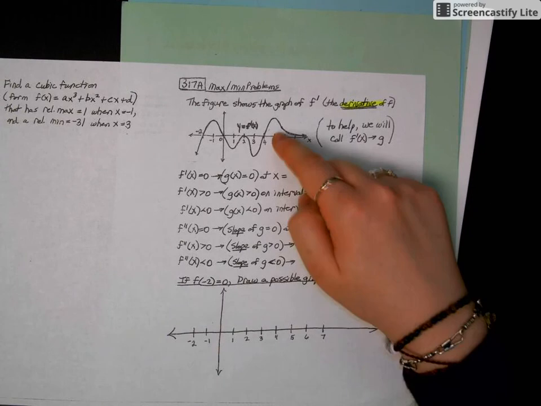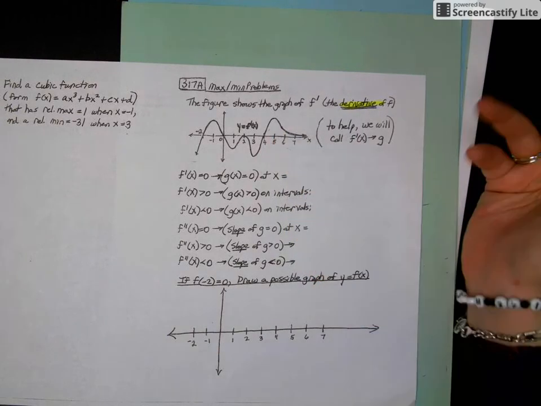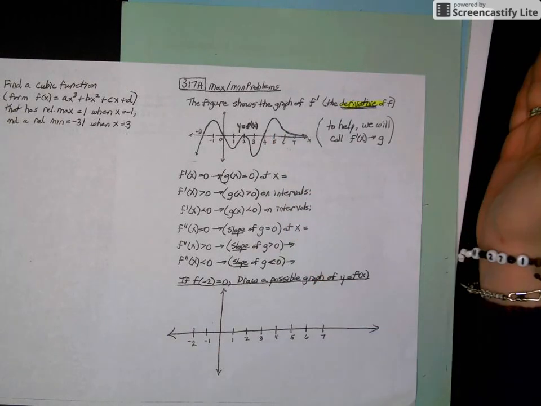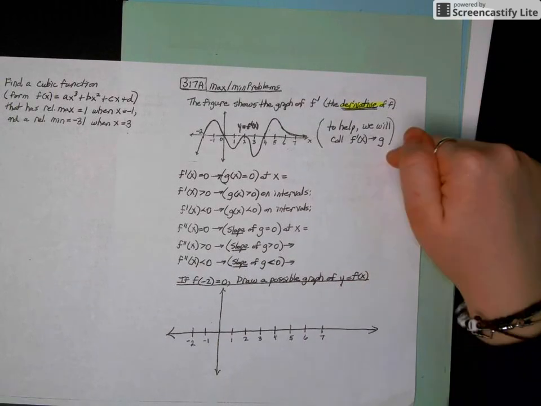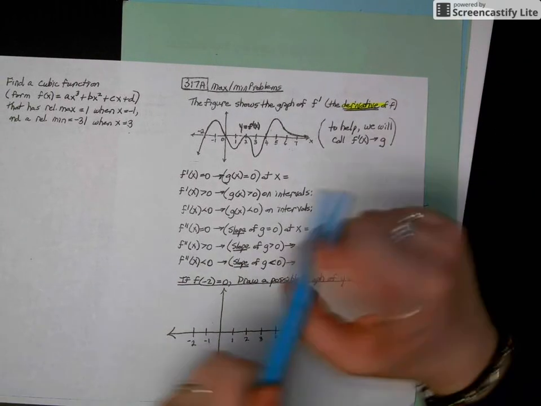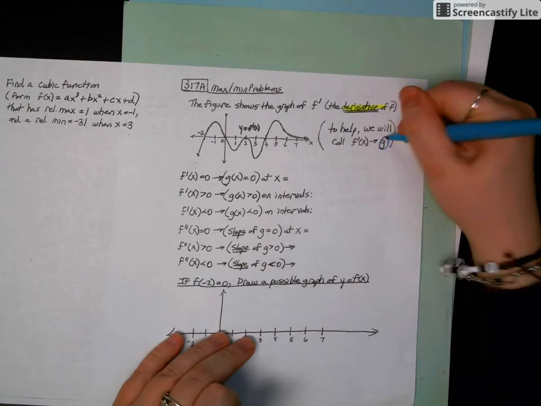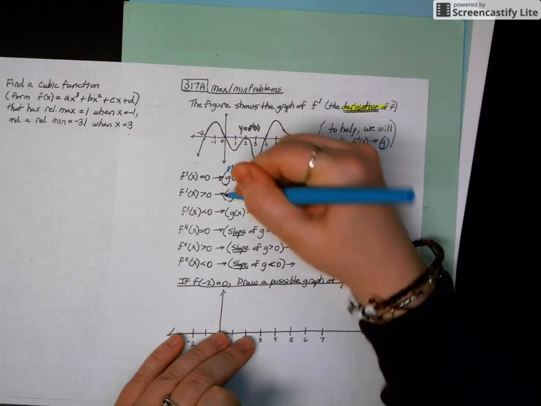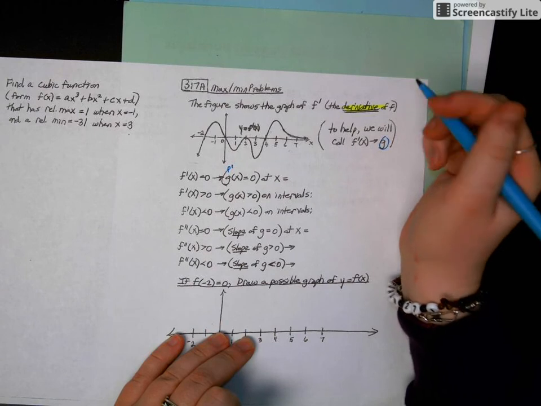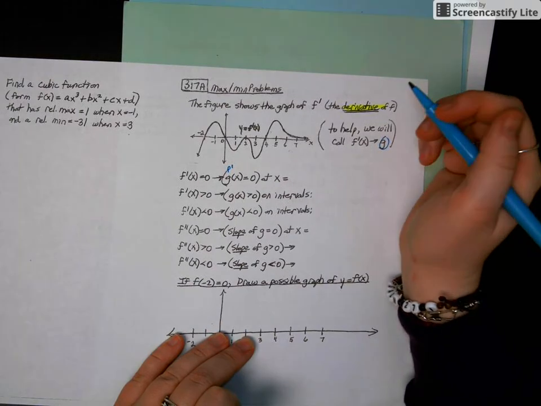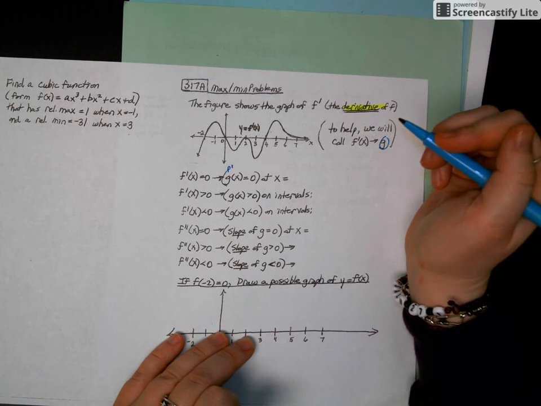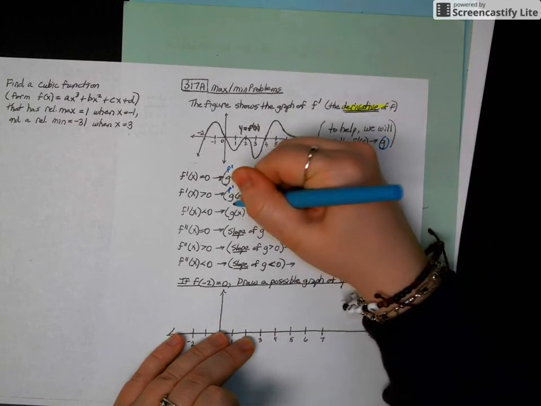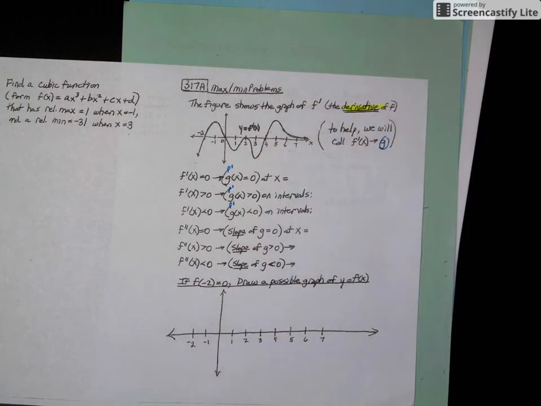This graph is the derivative. Again, if the original function is x cubed, this graph is 3x squared. We're going to refer to it as g just to cut down on some confusion. So each of these g's is talking about the graph of f prime.